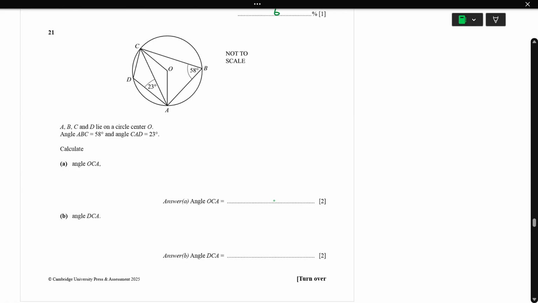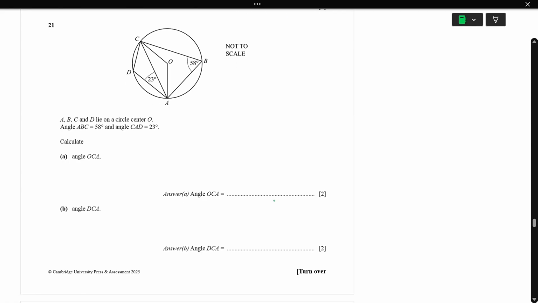Next question 21. Here's the circle theorem. A, B, C, D lie on the circle with center O. Angle ABC equals 58 degrees and angle CAD equals 23 degrees. Calculate angle OCA. The angle at the center is double, so 58 times 2, which is 116. This is isosceles triangle AOC, because OC and OA are radii. Radii are always equal, so it is isosceles.